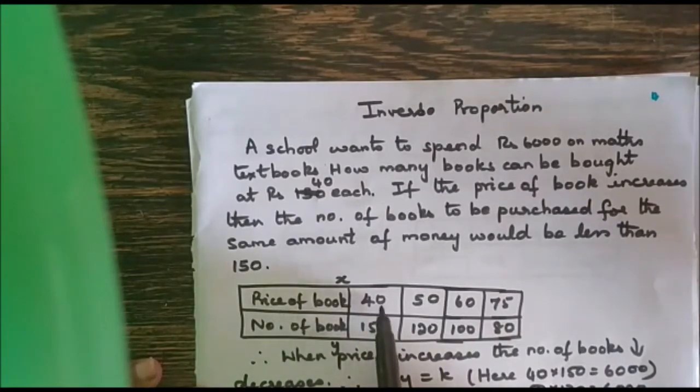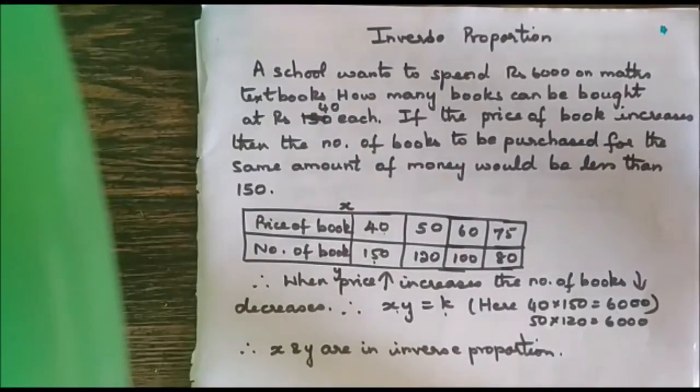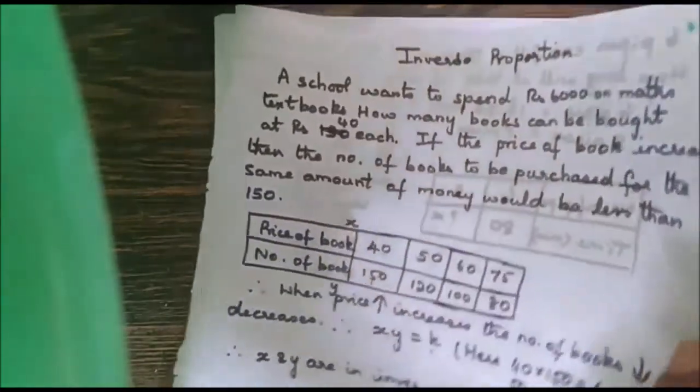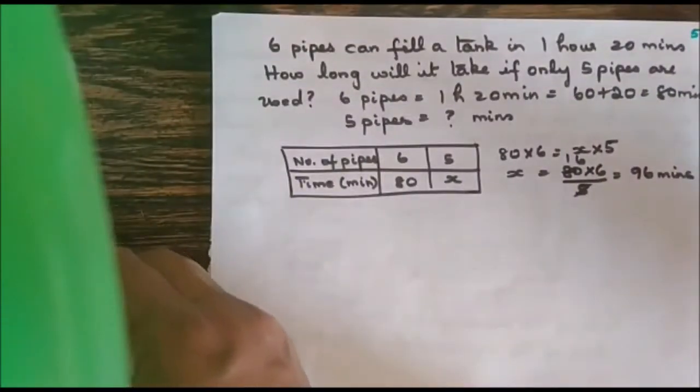Okay, so when the price is 40, the number of books is 150. When the price increases, the number of books decreases. So there is a constant value between x and y. When we multiply x into y, we get a constant value, which is 6,000. 40 into 150 gives me 6,000. 50 into 120 gives me 6,000. Therefore, x and y are in inverse proportion. xy equals k is the equation over here, whereas in direct proportion, it was x by y equals k.